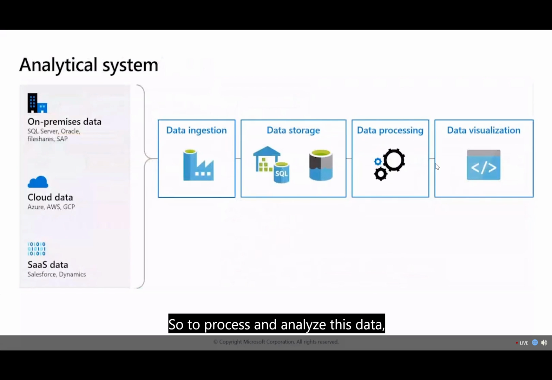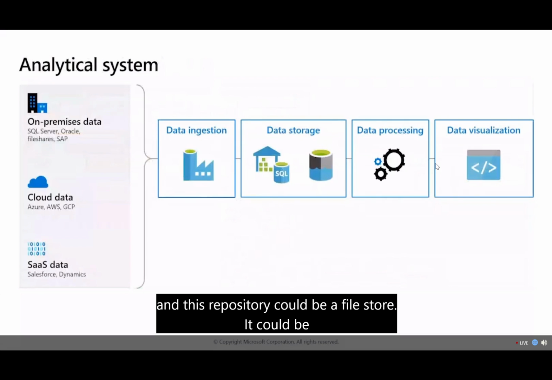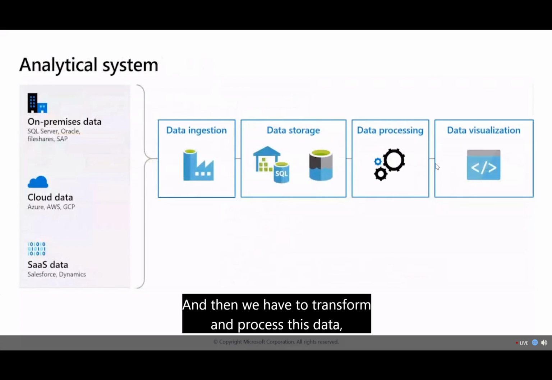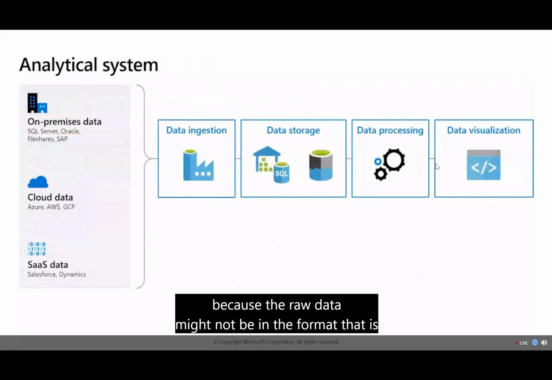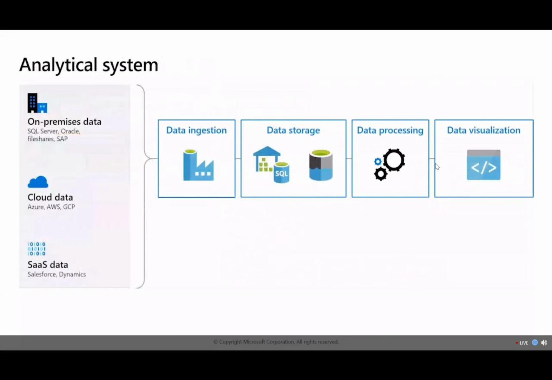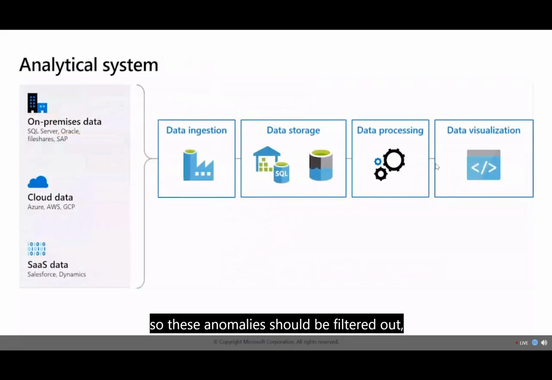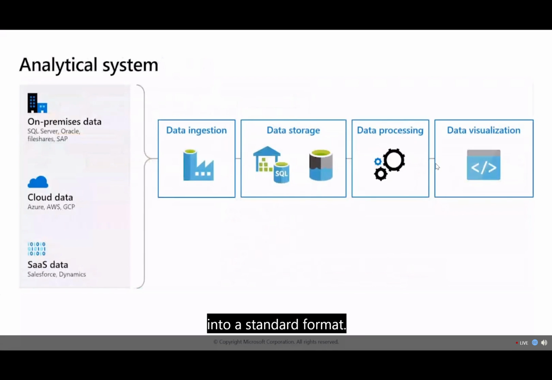To process and analyze this data, we must first store it in some sort of repository. This repository could be a file store, a document database, or a relational database. Then we have to transform and process this data, because the raw data might not be in a format that is suitable for querying. What that means is your data could contain anomalies, and these anomalies should be filtered out. It might also require some transformation in some way, shape, or form. For example, dates or addresses might need to be converted into a standard format.